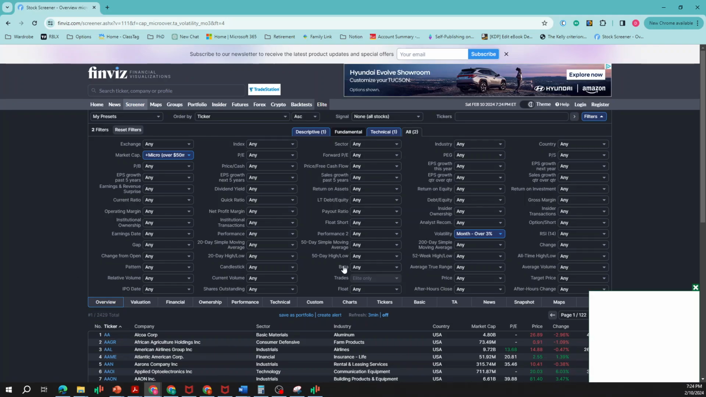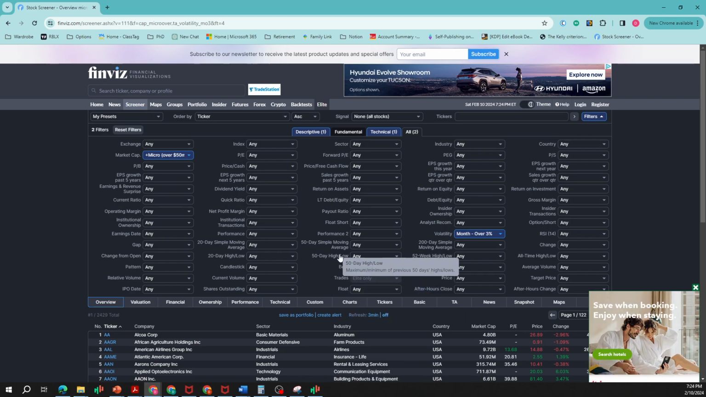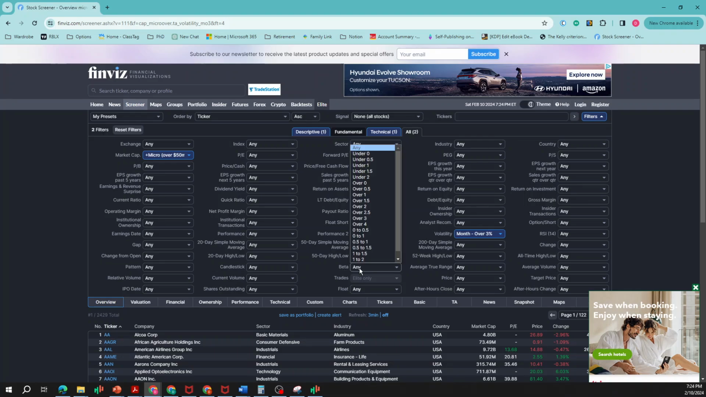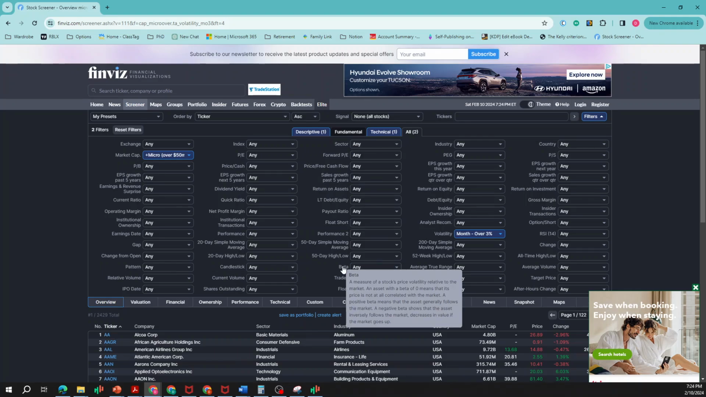There's also a beta value here, and that's another good thing about Finviz: if you cursor over these, it actually tells you what the criteria is. So beta is another way that you can kind of filter things out. So usually anything that's got a beta over 1, I want to say it's 1, beta instead of 0.